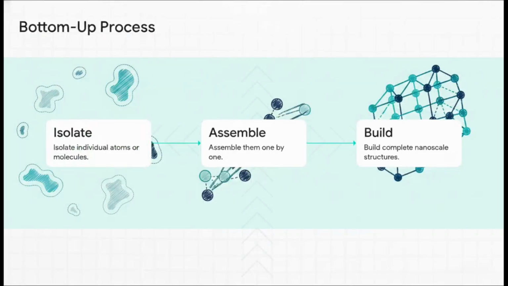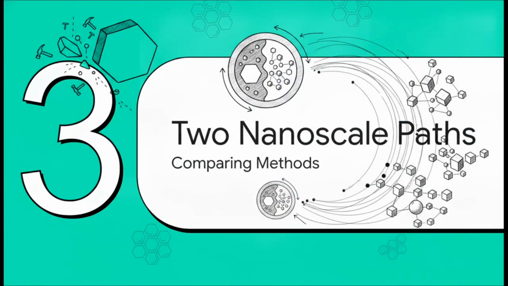And this brilliantly illustrates the methodical, sequential nature of this building process. Step 1, isolate the individual atoms or molecules. Step 2, assemble them one by one. And finally, step 3, build complete structures from those pieces. It is quite literally constructing reality from the ground up. And the best part? Absolutely zero wasted material. So, two paths to the nanoscale.